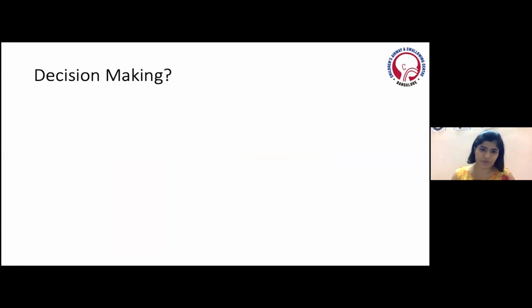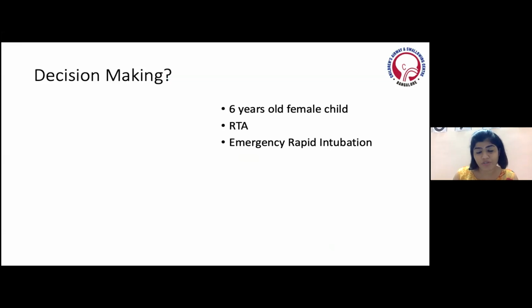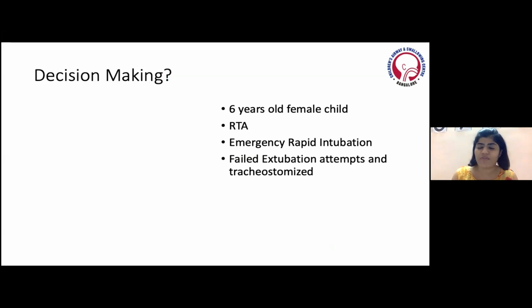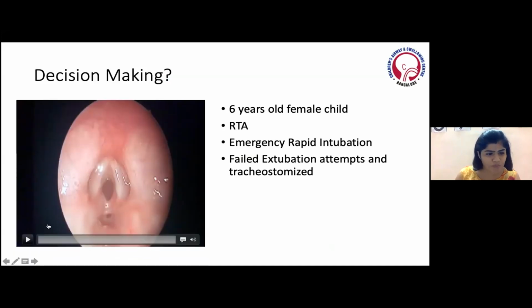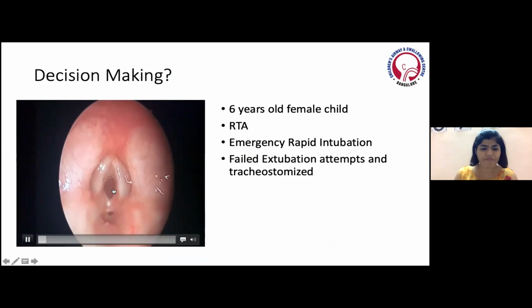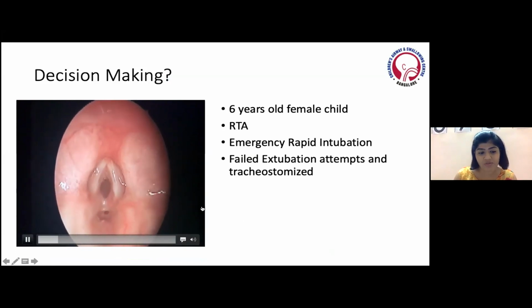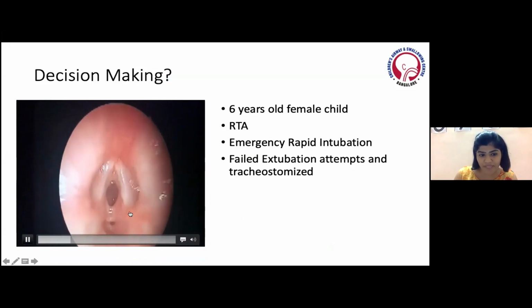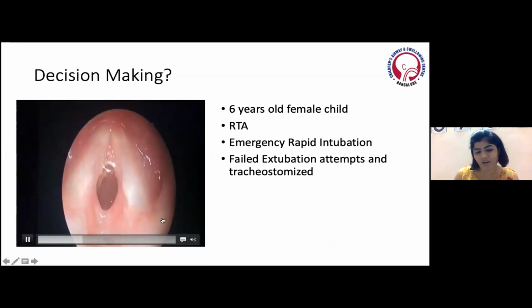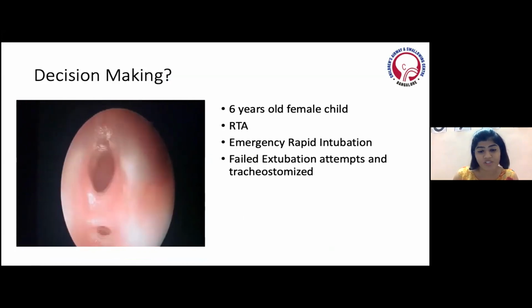So the decision making while you do the surgery, I'll share our experience with one case: a 6-year-old female child who met with an RTA and developed head injury, no external trauma to the neck, and emergency rapid intubation was performed. There was difficult extubation, a total of 3 attempts, and finally this child was tracheostomized and referred to us for further management. Clinical diagnosis of intubation injury or subglottic stenosis was made, but when we scoped the child, this was the presentation. We found that this child has posterior glottic stenosis type 1 grade, where there is a thick band between the vocal cords, and lower down we found the subglottic stenosis. So basically we are dealing with 2 pathologies in this one case.